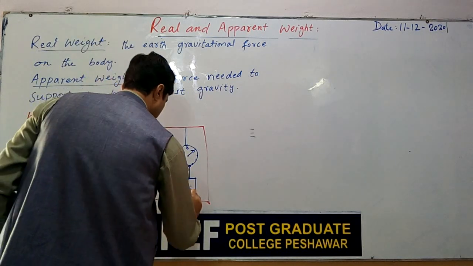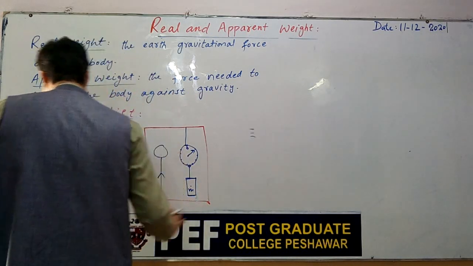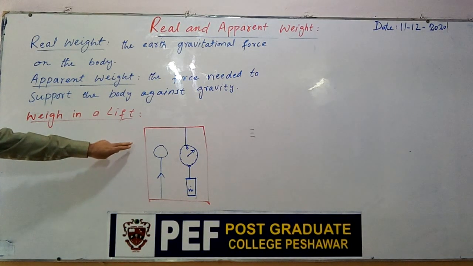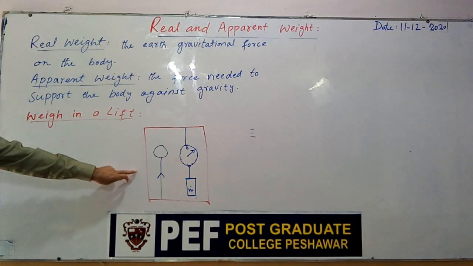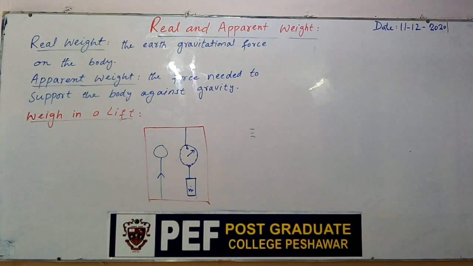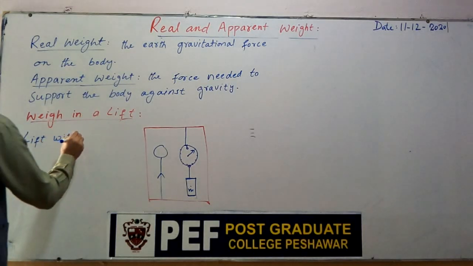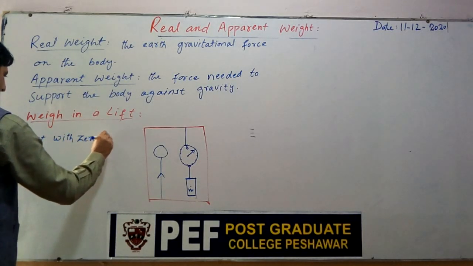Now, we will discuss four cases. First, when the lift is at rest or when the lift is moving with an acceleration in upward direction. Second case, if the lift is moving in downward direction with some acceleration. In four cases, weightlessness. Now in first case, let's suppose we say that acceleration is 0, or lift with 0 acceleration.